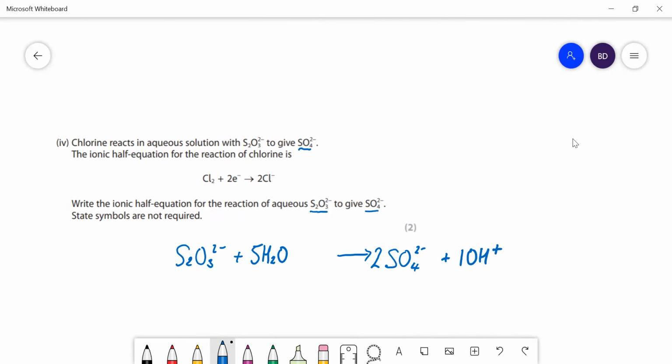Now finally we need to balance the charges with electrons. So on the right hand side of the equation we've got -2. On the left hand side of the equation we have got 2 lots of -2, minus 4, plus 10 pluses, so that's going to be +6. So that means we have got to add 8 electrons onto the right hand side of the equation.